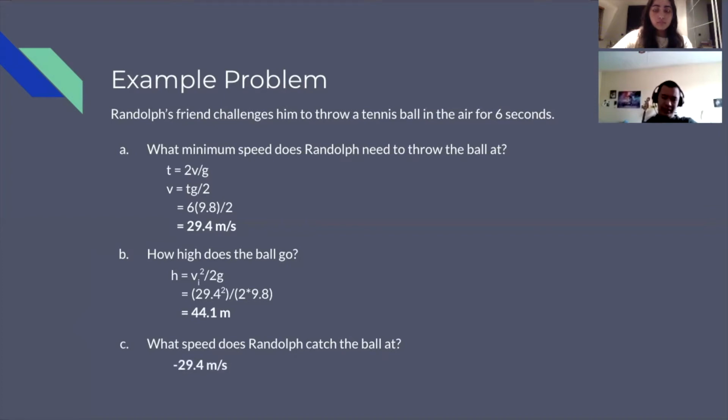The reason for that is when you throw a ball, all of the speed is going to come back because a parabola is symmetrical. All of that speed is going to come back, but this time it's negative since it's going downwards.